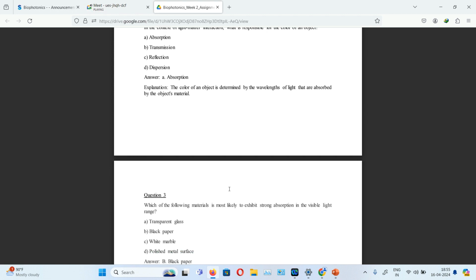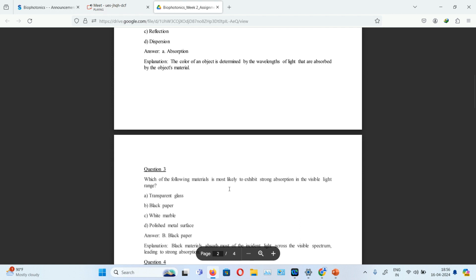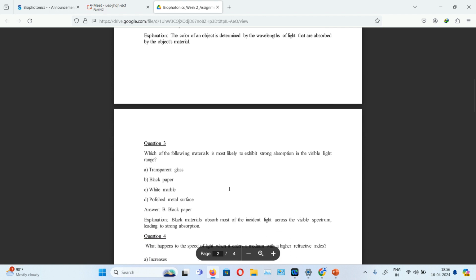Polished metal surface. A polished metal surface is like a mirror. That means when light is incident on it, most of the light is reflecting back. So there is no diffuse reflection. That's a specular reflection. In the case of white marble, we are not seeing a reflection like a mirror or glass. That is a kind of diffused reflection, whereas in the case of a polished metal surface, it will be a specular reflection. So here the answer is B, black paper.